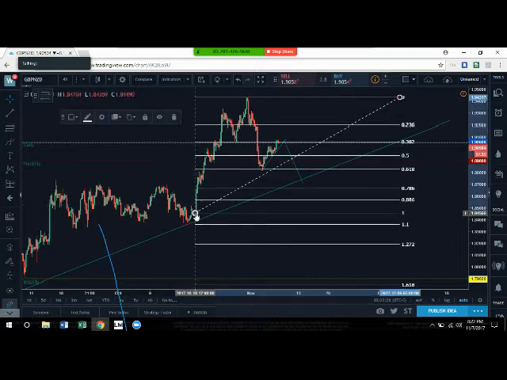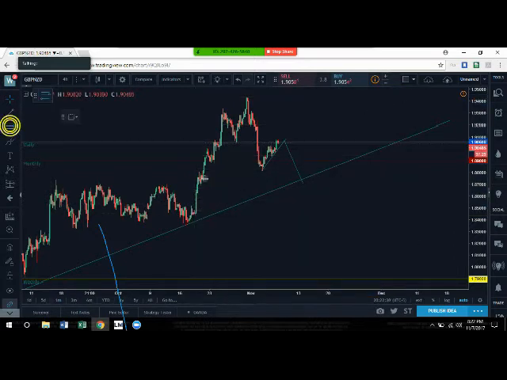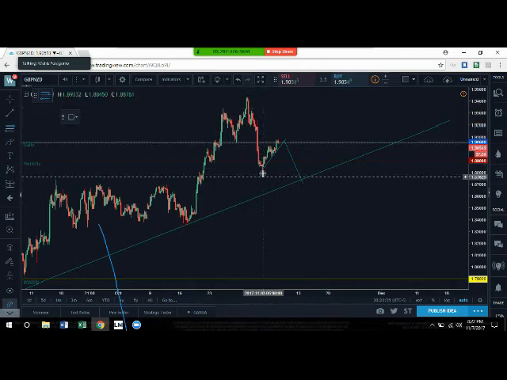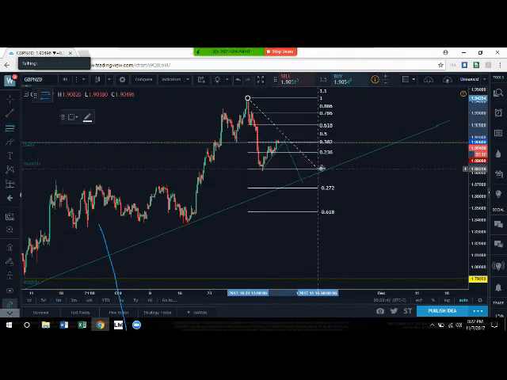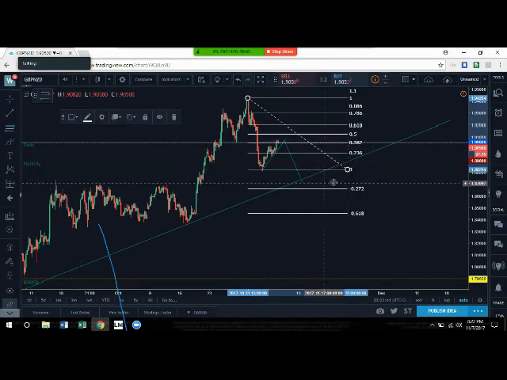Now for my entry on my short, since this is the inside return against this trend right here, I fib from the high to the low. And I'm looking for price to typically fail. I'm going to highlight it for you.